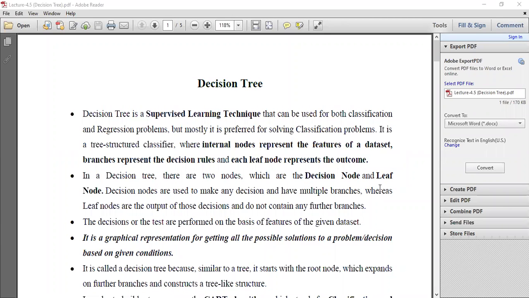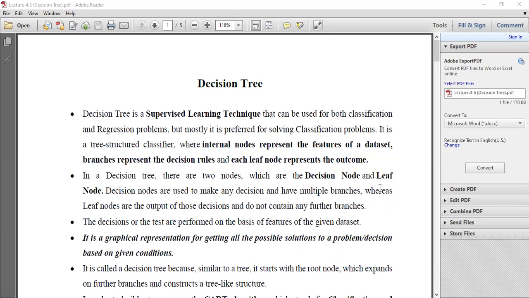Hello friends, today's topic is decision tree. A decision tree is a supervised learning technique that can be used for both classification and regression problems. But mostly it is preferred for solving classification problems, and it is a tree structured classifier where internal nodes represent the features of a dataset, branches represent the decision rules, and each leaf node represents the outcome.